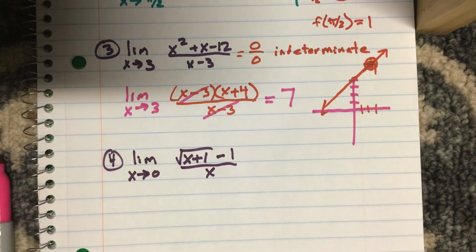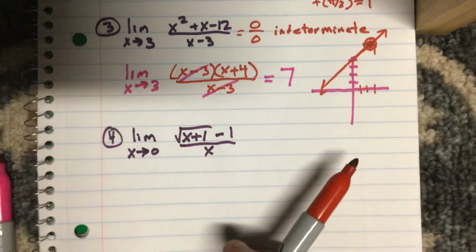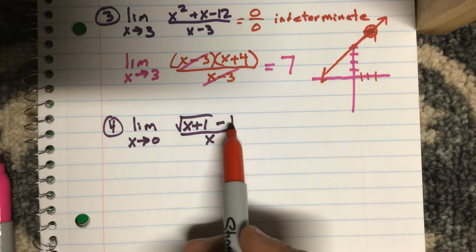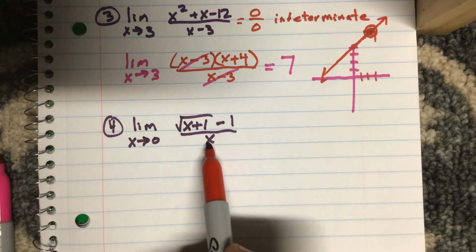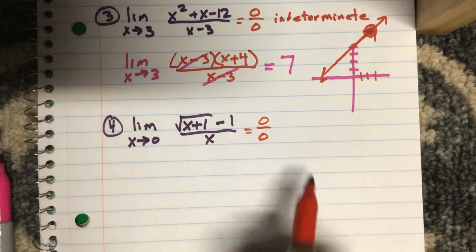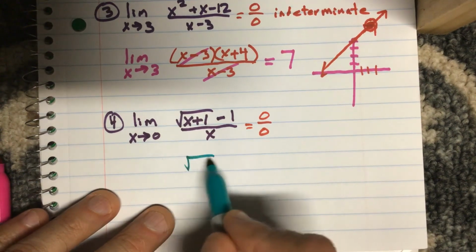And you can see that if you try direct substitution, which is what you should always try first, you end up with 0 plus 1, which is 1, and the square root of 1 is 1, minus 1 is 0 over 0. So you end up with the indeterminate form 0 over 0. And when that happens, that usually means that something else can be done to the function. So let's rationalize this.